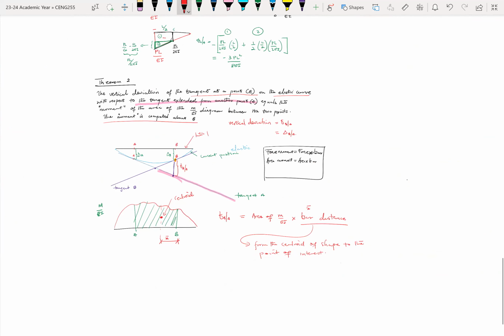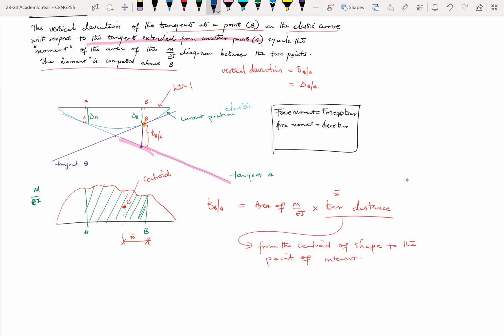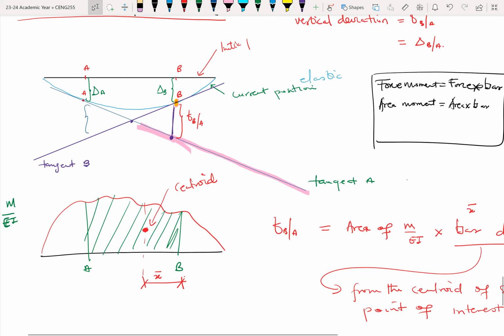The same way that we can formulate an equation to solve for the vertical deviation at B with respect to a tangent coming from A, we can also find the vertical deviation at A when we have a tangent extended from B. So this entire height here becomes your vertical deviation at point A on the elastic curve when you extend a tangent from B.